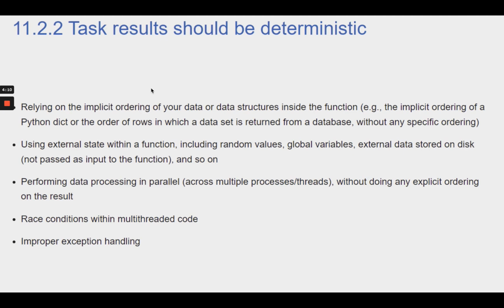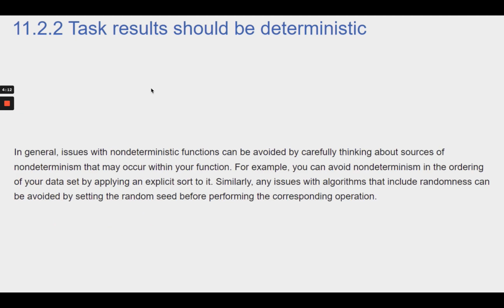Improper exception handling. In general, issues with non-deterministic functions can be avoided by carefully thinking about sources of non-determinism that may occur within your function. For example, you can avoid non-determinism in the ordering of your dataset by applying an explicit sort to it. Similarly, any issues with algorithms that include randomness can be avoided by setting the random seed before performing the corresponding operation.